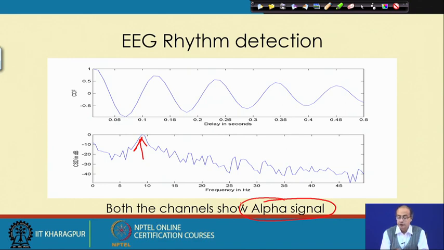So, even though we are not experts, with the help of the cross correlation coefficient and the cross PSD technique, we could make the diagnosis that alpha wave is present in these two channels of signals. This is the takeaway for this moment, and I would like to thank you for this session.